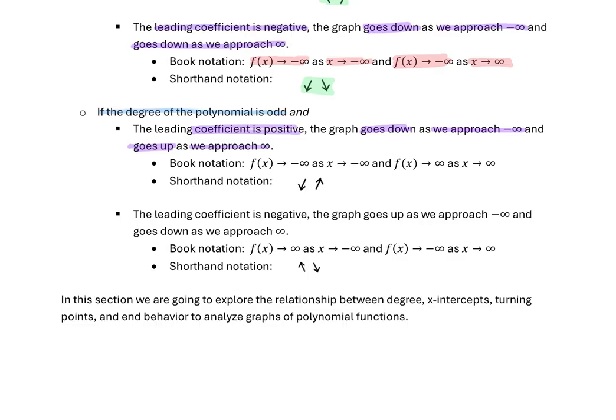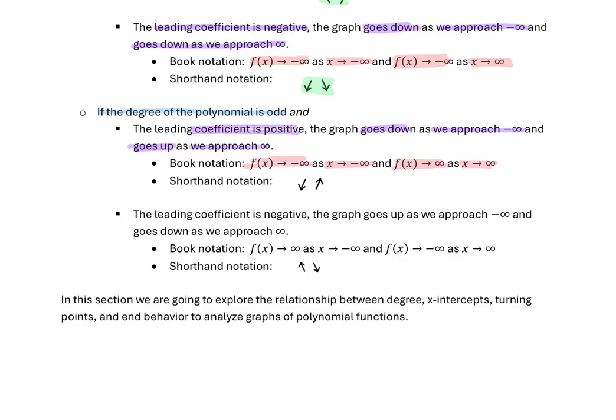So think about a linear equation that has a positive slope. If it has a positive slope, it is increasing from left to right, which means that on the left side it goes down forever. On the right side it goes up forever. All right, we have our book notation for what this means. So we have f of x goes towards negative infinity or down as x goes to the left. And f of x goes towards positive infinity or up as x goes towards positive infinity or the right.